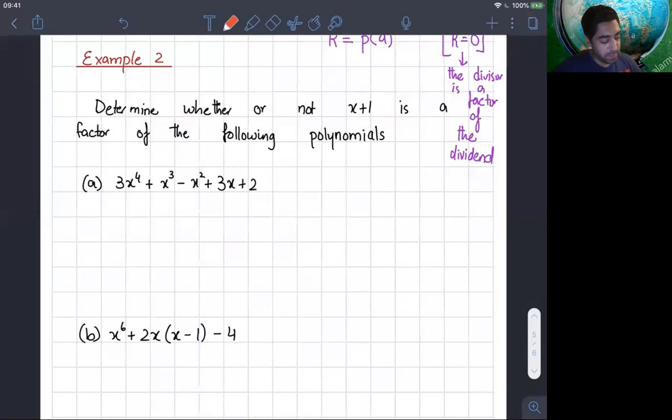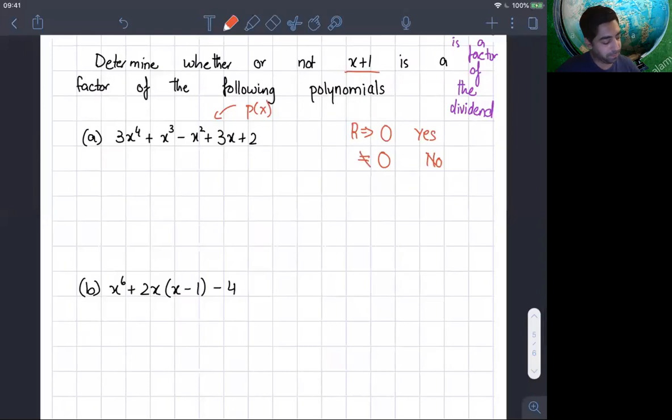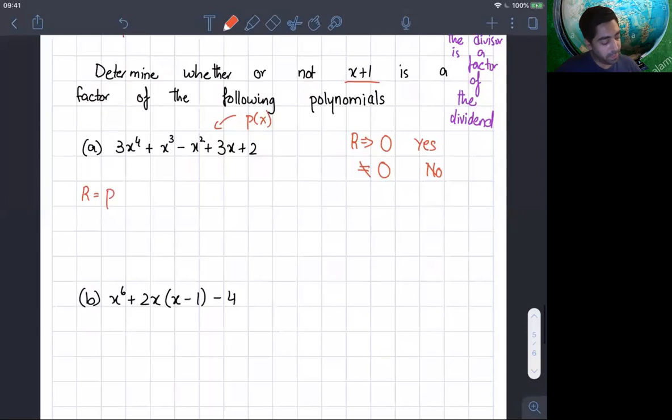Now, I want to determine whether this is a factor of this polynomial right here. One thing that I do know is that I can do that by checking the remainder. If it comes out to be 0, I'll say yes, x plus 1 is a factor. If the remainder does not come out to be 0, I'll say no, it's not a factor. That means I just need the easiest possible way to find the remainder, which comes from the remainder theorem. So the remainder here is going to be given by p of minus 1. So let's quickly evaluate the polynomial at minus 1.